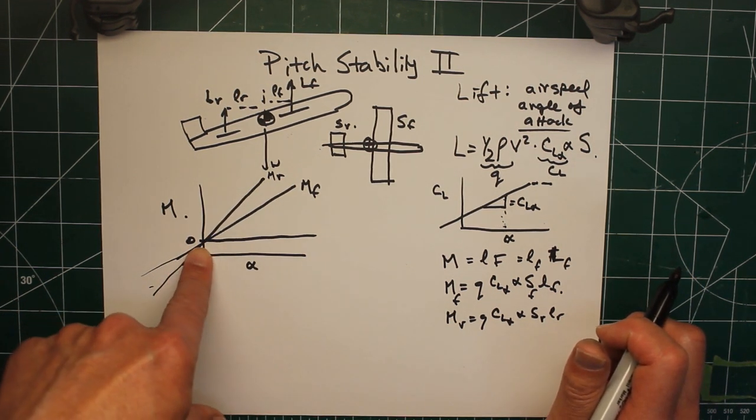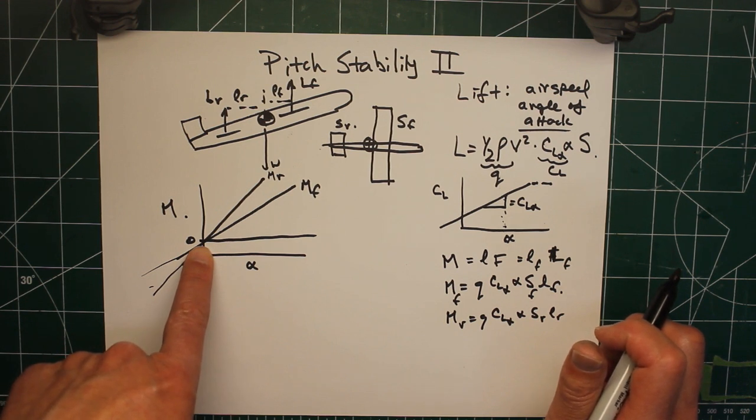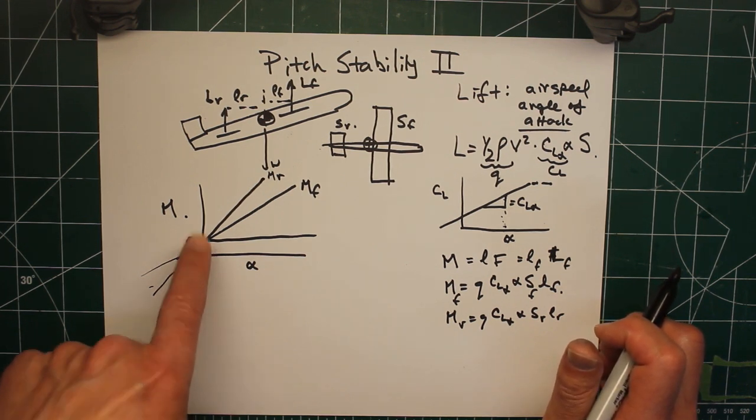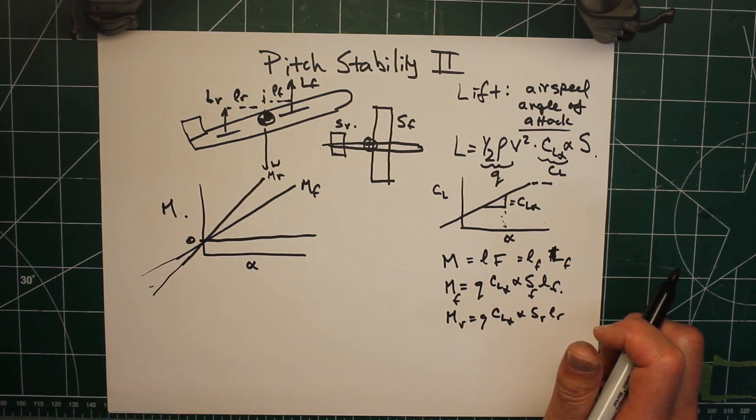There is a little problem though. This airplane wants to fly at a 0 angle of attack, and that's not very good. We'll talk about that in the next talk.